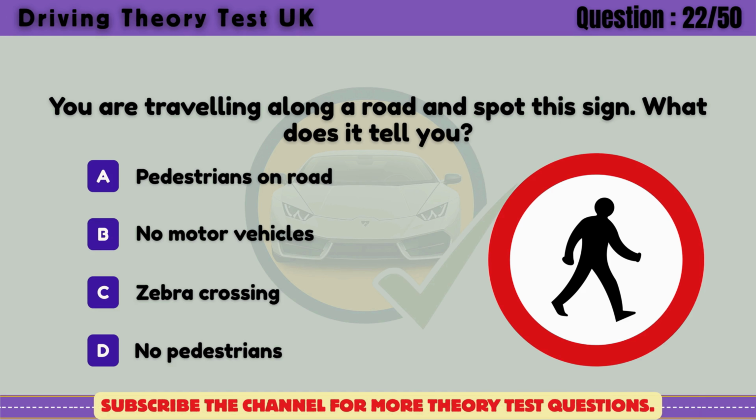Question 22. You are traveling along a road and spot this sign. What does it tell you? Option A. Pedestrians on road. B. No motor vehicles. C. Zebra crossing. D. No pedestrians.